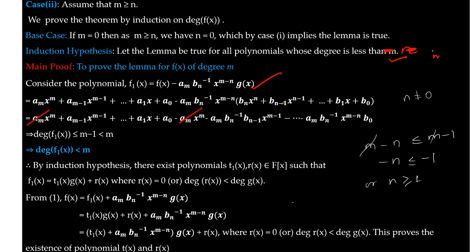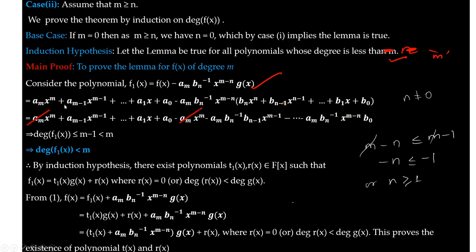This is correct, m. Now, main proof: we'll prove the theorem for f of x whose degree is m. Now, we'll consider the new polynomial. This has to be remembered. f1 of x is f of x minus a suffix m b suffix n the whole inverse, b n inverse rather, x power m minus n into g of x.